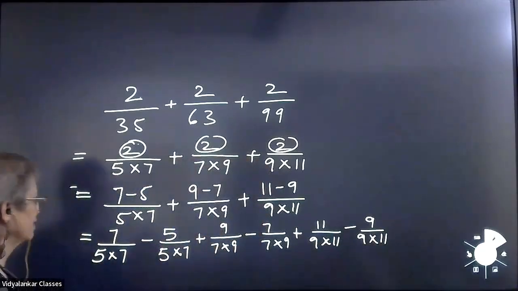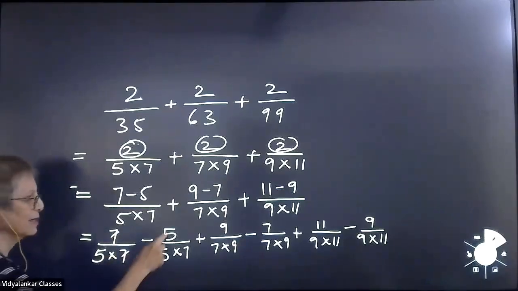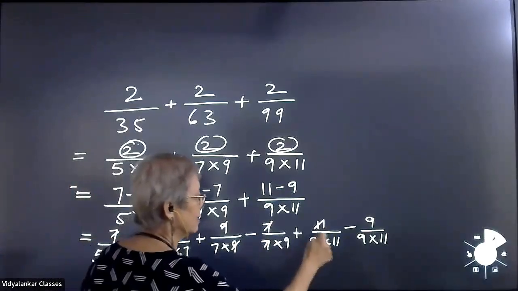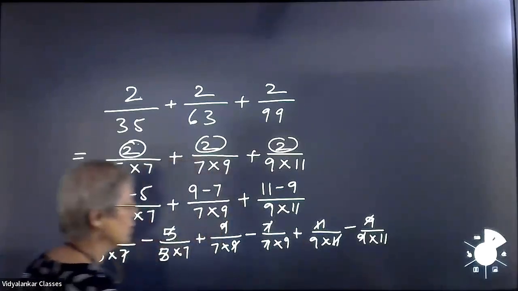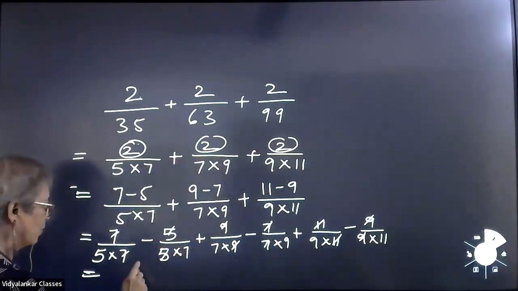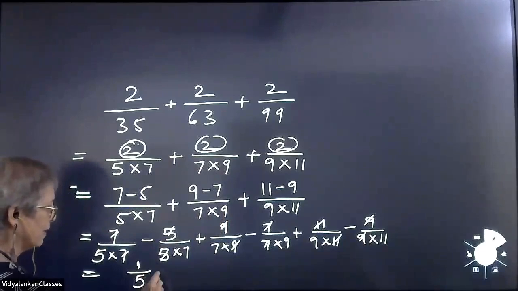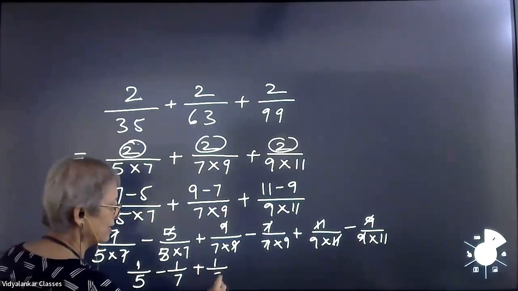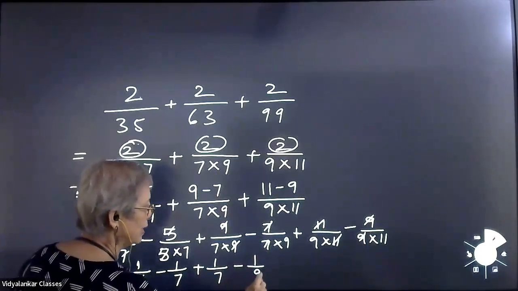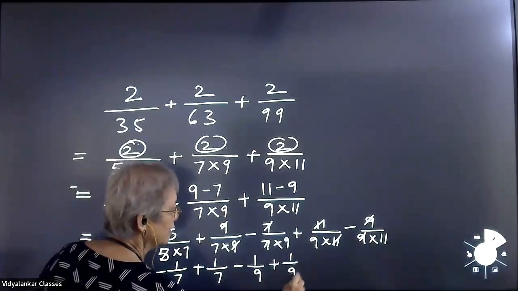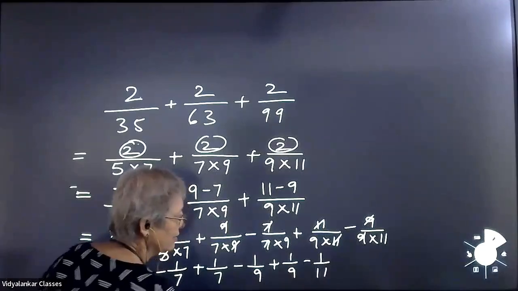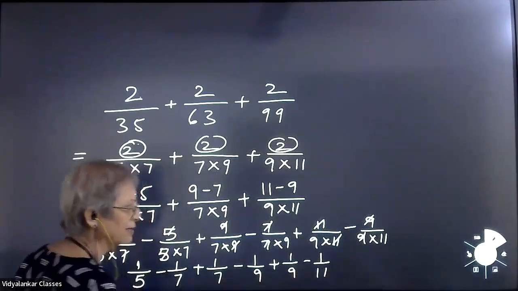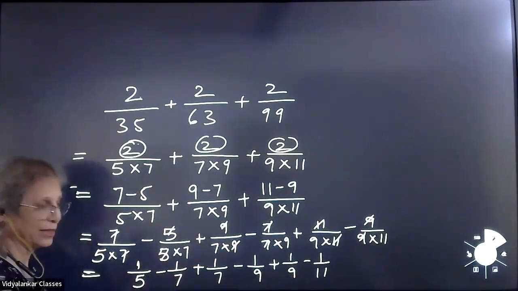And now see what happens. This 7 will get cancelled. This 5 also will go. This 9 will go. 7, 11 and 9. So what remains? 1 upon 5 minus 1 upon 7 plus 1 upon 7 minus 1 upon 9 plus 1 upon 9 minus 1 upon 11. Now in these type of sums, what happens? All the middle terms will get cancelled and only the first and last remains.